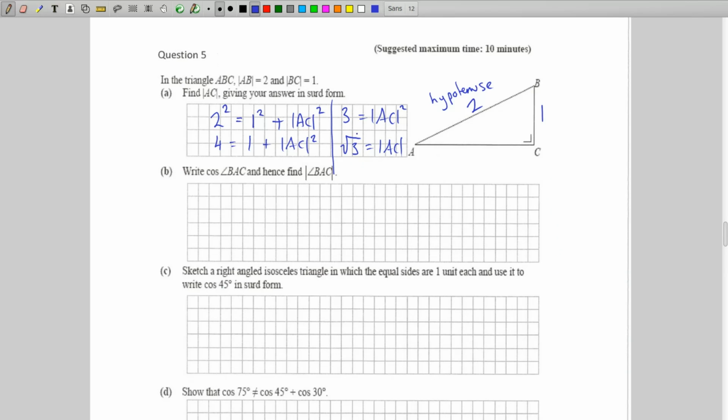Notice that our answer is a square root and we have a whole number inside it. That is what a surd is.